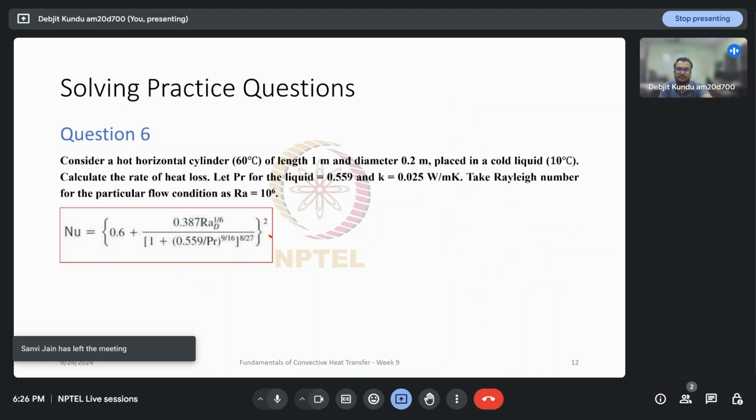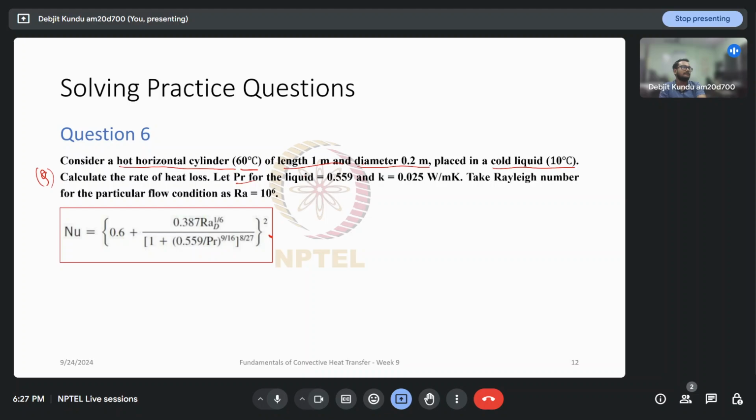Okay, so let's move on. We'll move on to question number 6 now, which is a numerical type question. It's telling us to consider a hot horizontal cylinder at 60 degrees Celsius of length L, of length 1 meter, diameter 0.2 meter, placed in a cold liquid at 10 degrees Celsius. Now we have to calculate the rate of heat loss, basically Q. That's what we have to find.